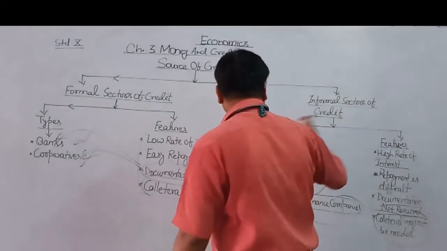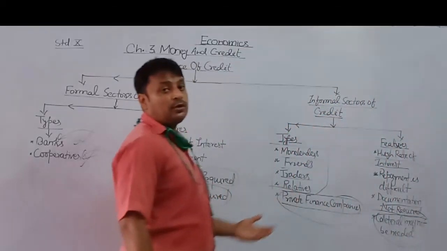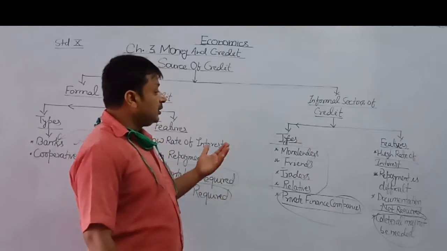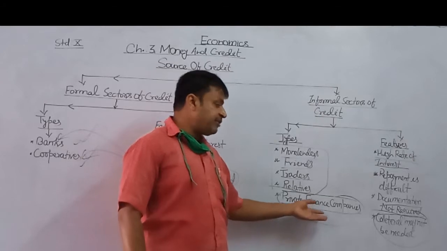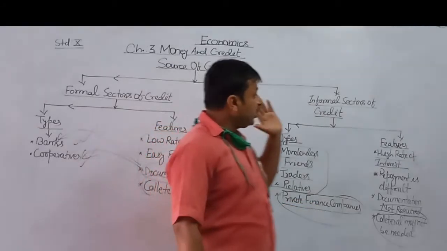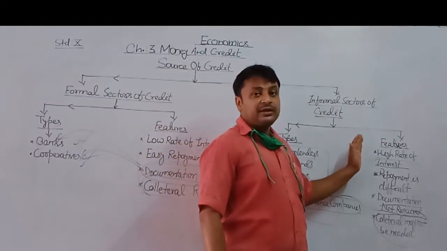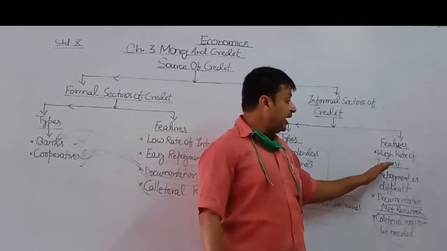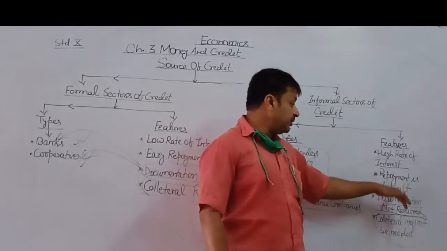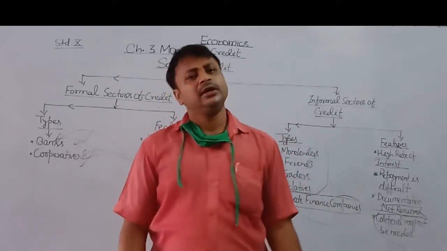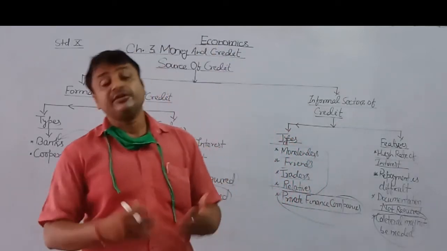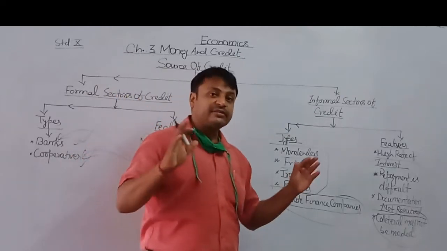And what about informal sector credit? It is also a source of credit comprising moneylenders, friends, traders, relatives, private finance companies. Informal sector of credit provides loans at a high rate of interest. Due to that, repayment will be difficult. Over here, documentation and collateral may not be required. This is the definition, this is the way you can describe it.